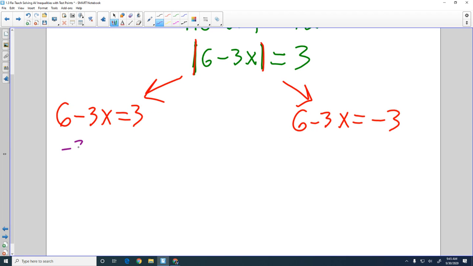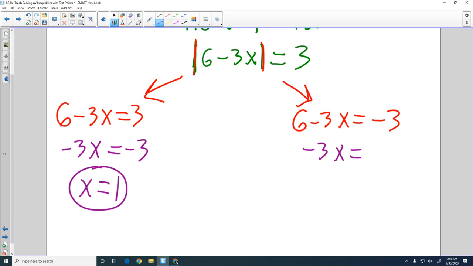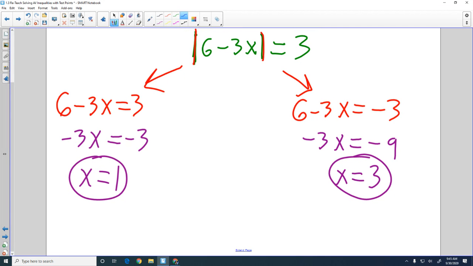All right, so I'm going to subtract 6 from both sides. 3 minus 6 is negative 3. And then we divide negative 3 by negative 3 and we get a positive 1. That's going to be one endpoint. Over here, I'm going to subtract 6, we get a negative 9, and x equals positive 3. So those are our two endpoints, and we're going to plot these on the number line. Make sure the smaller number goes on the left, so that would be a 1. To the right of it is a 3.